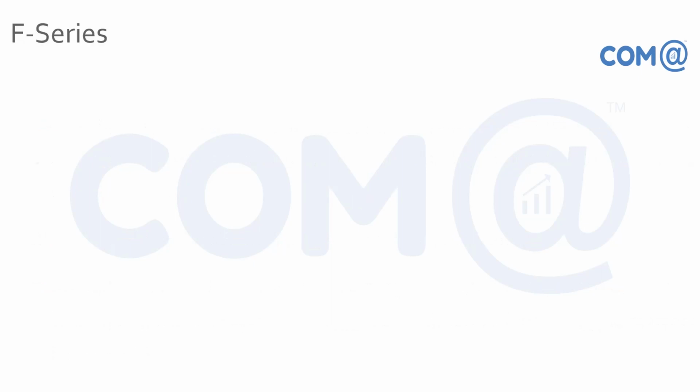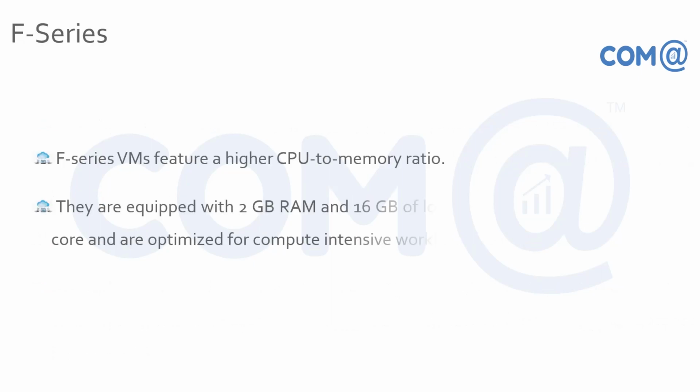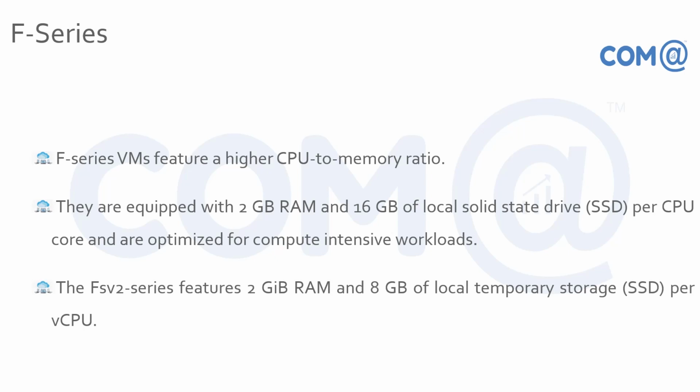And the F-series virtual machines feature a high CPU to memory ratio. They are equipped with 2 GB RAM and 16 GB of local SSD per CPU core and are optimized for compute intensive workloads. The FSV2 series features 2 GB RAM and 8 GB of local temporary storage SSD per vCPU.